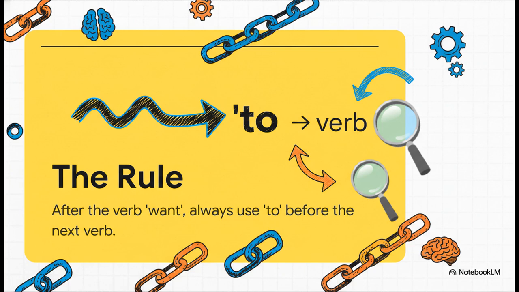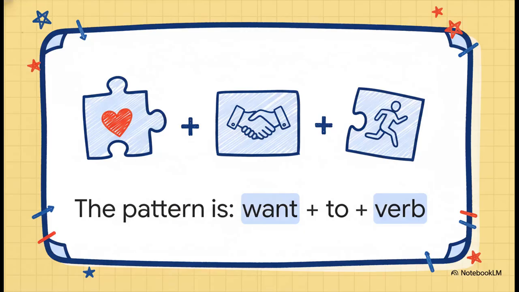Always. You can think of "to" as the little bridge that connects your desire, your want, to the action that you want to do. So the structure is always going to be the same. Let's just lock this in our minds right now. Want plus to plus verb. Want to verb. Just think of "want to" as a little team that always sticks together right before the action.